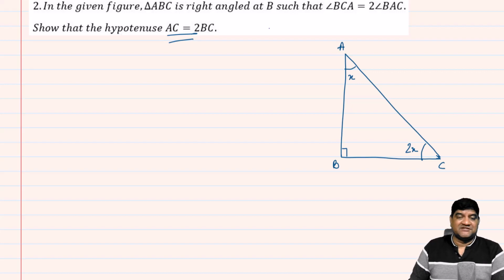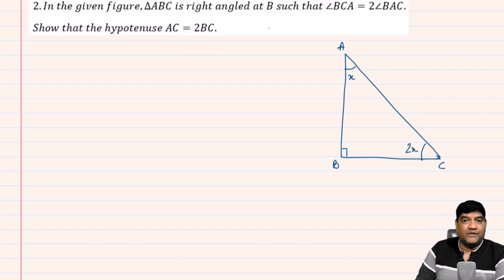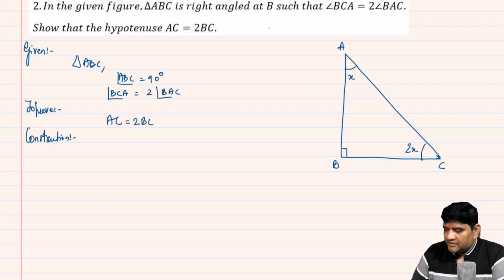Again, for this question, you need to know the construction. Otherwise, it will be difficult. I'm quickly going to write given, to prove, and proof. So the construction for this question is to draw a line, let's say AD.